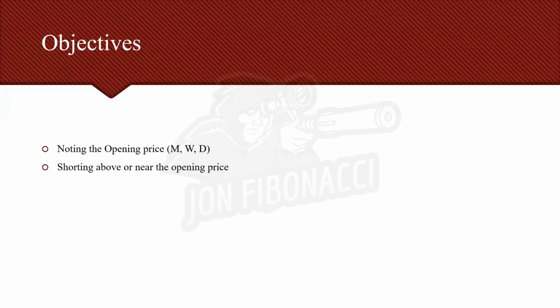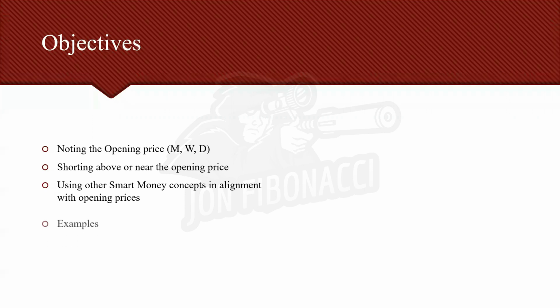So we are going to be looking to short above or near the opening price. Now, of course, it's ideal to short above the open, but as you'll see in some of the examples, if we get into a retracement, it may not be above the open, but it could be near the opening price, which could be just as beneficial. All right. We're going to be taking a look at using other smart money concepts that are in alignment with the opening prices. And of course, just like I said, some examples. All right, I know you guys love examples, right?